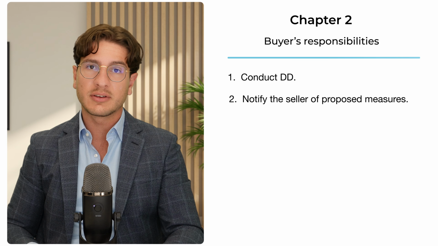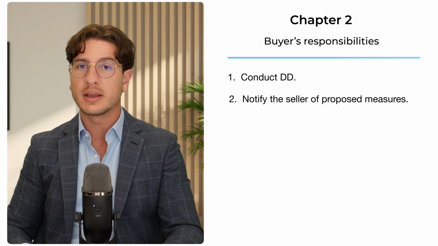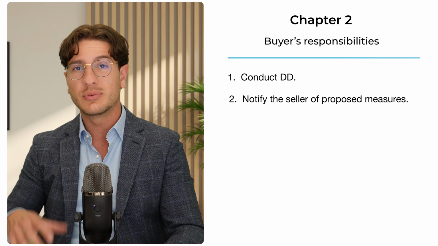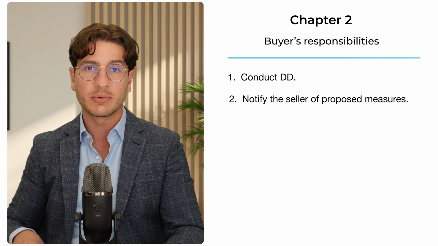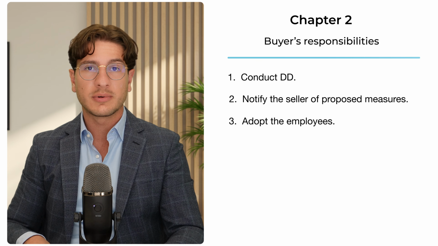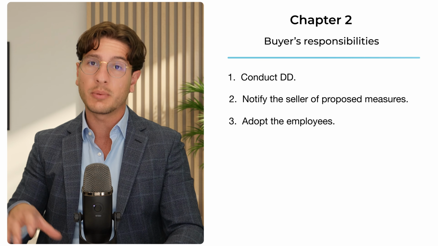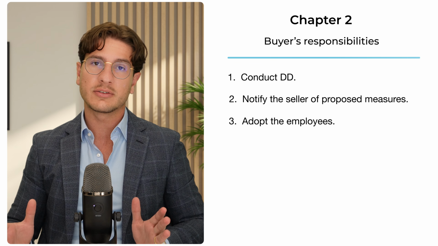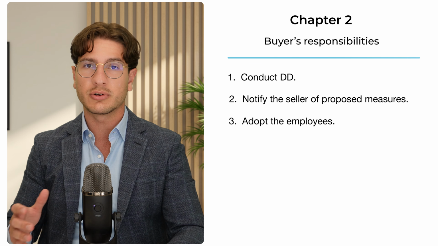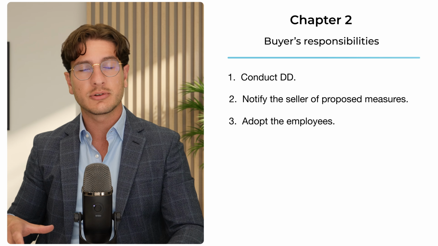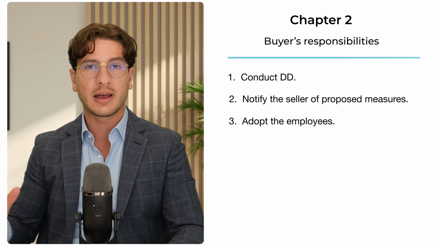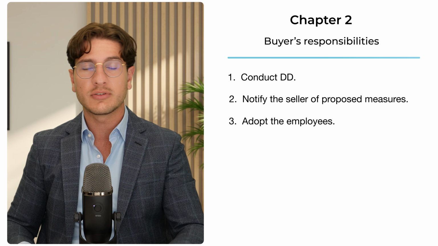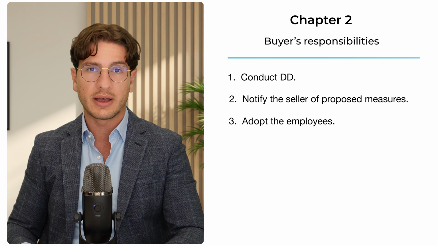The type of things that a buyer would need to communicate to a seller that might affect the relevant employees include, for example, relocations and reorganizations within the company. And the last main responsibility of the buyer under TUPE is to adopt those employees, to inherit them. So the taking on of employees under TUPE isn't optional for a buyer. If they want to proceed with the acquisition and TUPE applies to the affected employees, then those affected and transferred employees must transfer to the buyer.